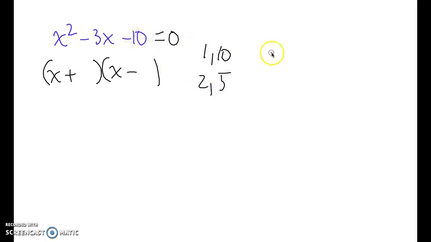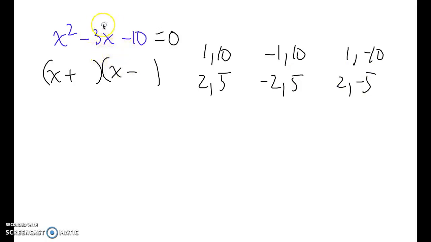But since this is a negative, I have to consider that it could be negative 1 and 10, or it could even be 1 and negative 10. Likewise, it could be negative 2 and 5, or 2 and negative 5. Then I have to look to see what adds up to give me a negative 3, because any of these right now are going to multiply together to give me negative 10. Well, this adds to 9, this adds to 11, this adds to 7, and this adds to a positive 3. As long as it's the same number but an opposite sign, you know you're on the right track. So I'm going to go to this one, which is switched. This added together gives me a negative 3, so I know that that's what my factor is. It's (x plus 2) times (x minus 5) equals 0. So x equals negative 2 or x equals 5.